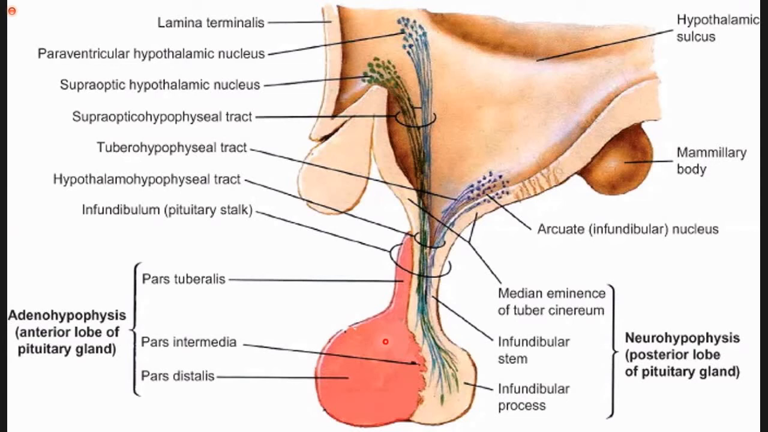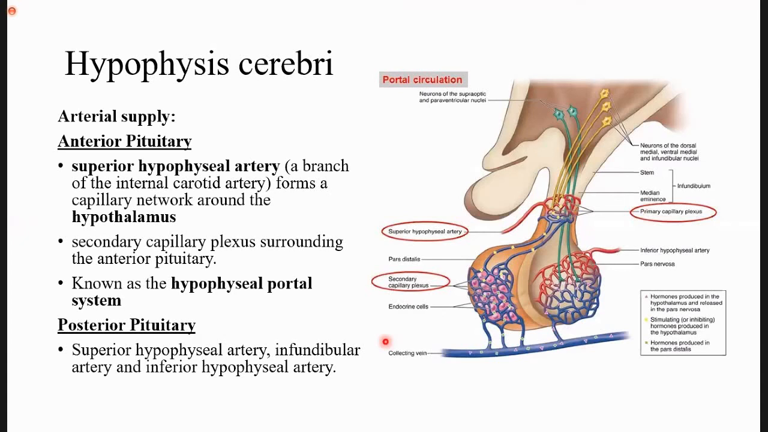Adrenocorticotropic hormone, ACTH, is for action on the adrenal glands, right? And FSH and LH act on the gonads. And these are different functions of the glands. Now, the blood supply of the hypophysis cerebri is very typical, particularly of the anterior pituitary.